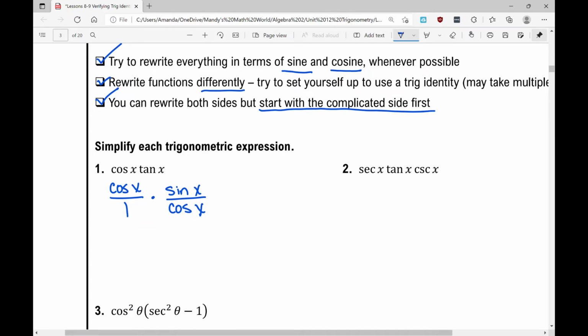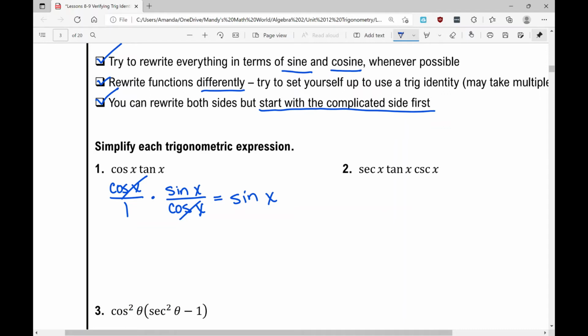So now I've rewritten this expression in terms of sine and cosine, and we're multiplying, so let's multiply. Well, I can cross-simplify or pre-simplify, whatever you want to call it. I don't think there's an actual term. But simplify it before you multiply, and when you do that, you get sine x over 1, which is just sine x. We've simplified it. Let's move on to number 2.